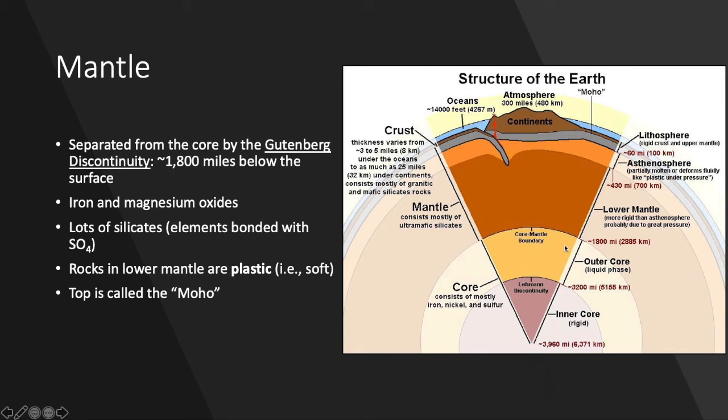And that occurs at 1,800 miles below the surface of the Earth. The mantle is largely iron and magnesium oxide with a fair number of silicates. And the thing that you need to know is that the rocks in the lower mantle are very soft and plasticky, almost liquid. And that the top of the mantle is referred to as the Moho. So that Moho would be right around in here.